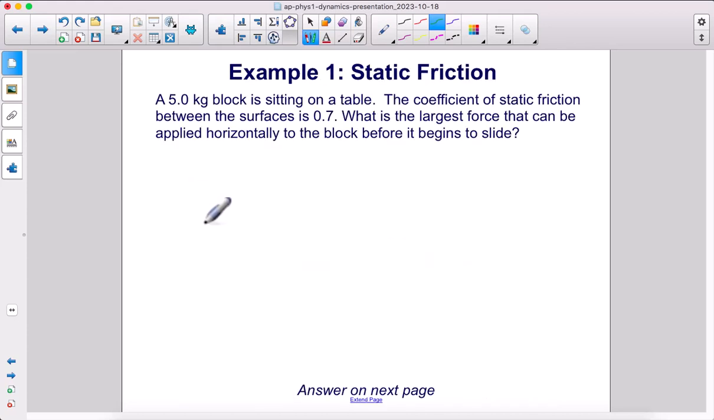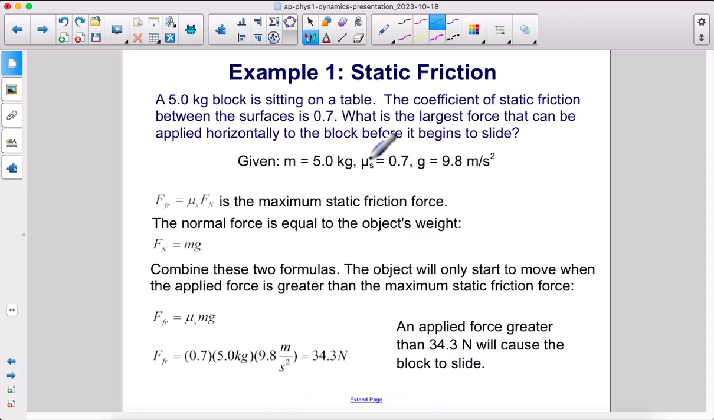A 5-kilogram block is sitting on a table. The coefficient of static friction between the surfaces is 0.7. What is the largest force that can be applied horizontally to the block before it begins to slide? First, we list our givens. Now we have an equation. That inequality becomes an equal sign, and that will give us the maximum static friction force as long as we put the coefficient of static friction in that equation.